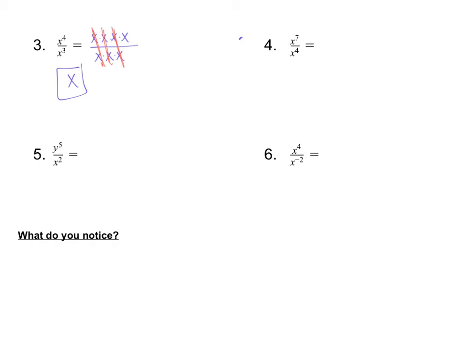All right, so let's try number 4 then. x to the 7th over x to the 4th. x to the 7th is x times x times x times x times x times x times x, over x to the 4th, x times x times x times x. And now, still with everything multiplying, we can cancel off 4 of the x's on top with 4 of the x's on bottom, leaving us with just x cubed left over, or x times x times x.